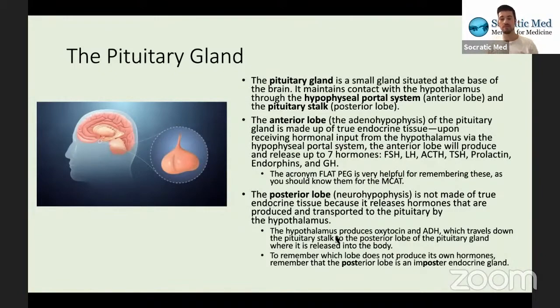So the way I remembered it, because I kind of had anterior and posterior lobes confused in my mind. To remember which lobe does not produce its own hormone, you can remember that the posterior lobe is an imposter endocrine gland. That helped me a lot because I always confused the two. So if you can remember that the posterior is the imposter and you remember the two hormones that it secretes, which are oxytocin and ADH, which is vasopressin, AVP, arginine vasopressin. That's all the same hormone. I would recommend using that trick.